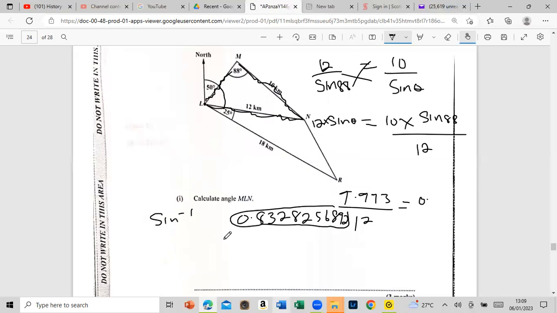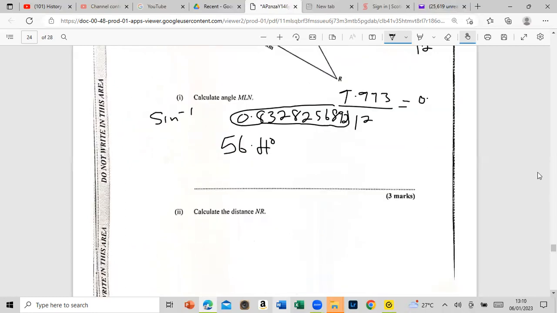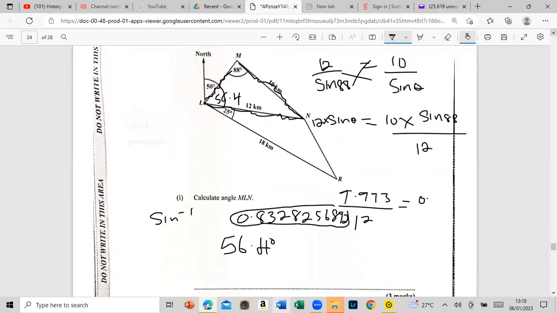56.4. So this angle will be 56.4. All right, so there we have it. What else does the question ask us to find now? Let's go down. So the angle will be 56.4. Calculate the distance NR. Go back up. NR, which is this distance right here.